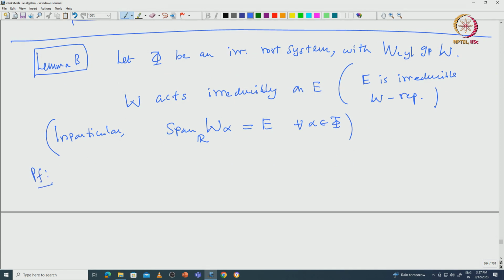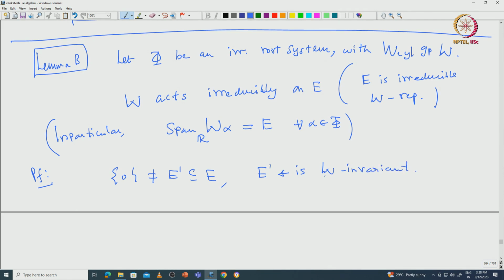To prove that W acts irreducibly on E, we need to prove that the only W invariant subspaces of E are E and 0 itself. So we start with a non-zero subspace and try to prove that the subspace which is W invariant is equal to capital E. Let us start with E dash, which is a non-zero subspace of E, and we also assume that E dash is a W subrepresentation. That means E dash is W invariant.